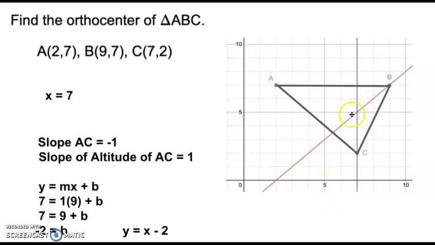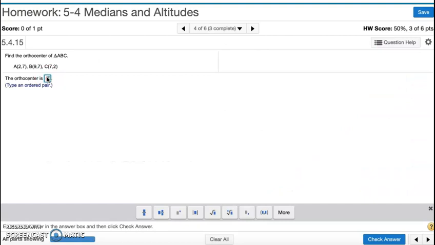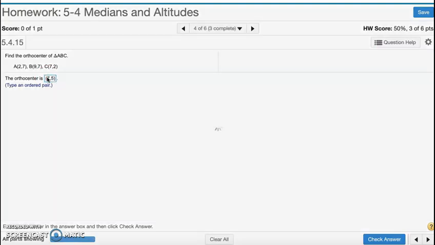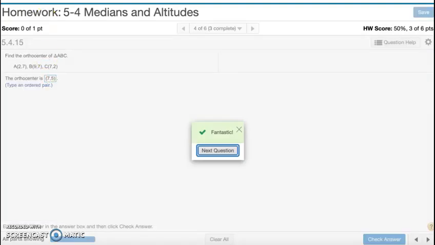Now the orthocenter is the intersection of those lines, which will be 7, 5. So let's type that in. So typing in 7, 5, that's the answer for number 4.